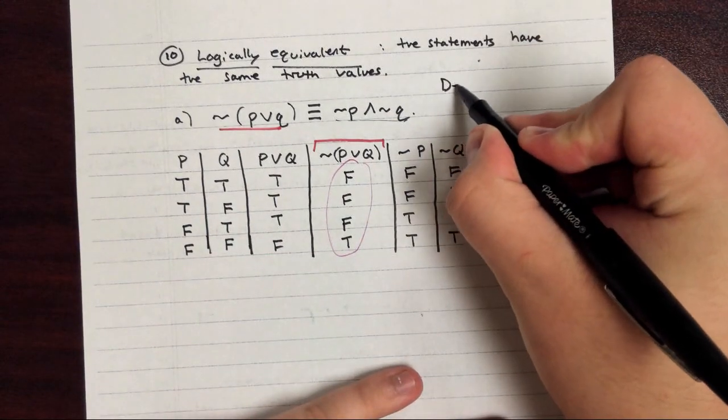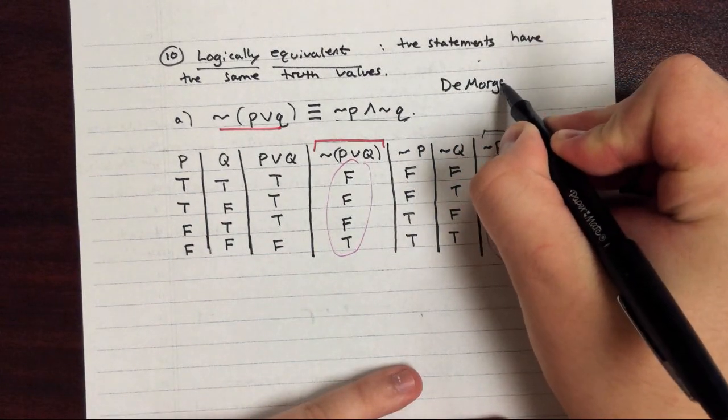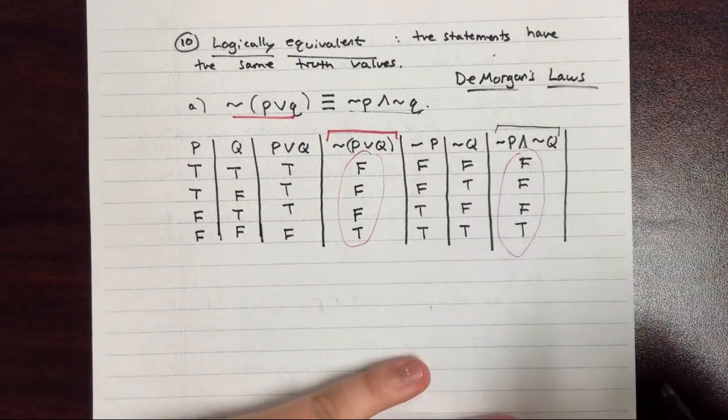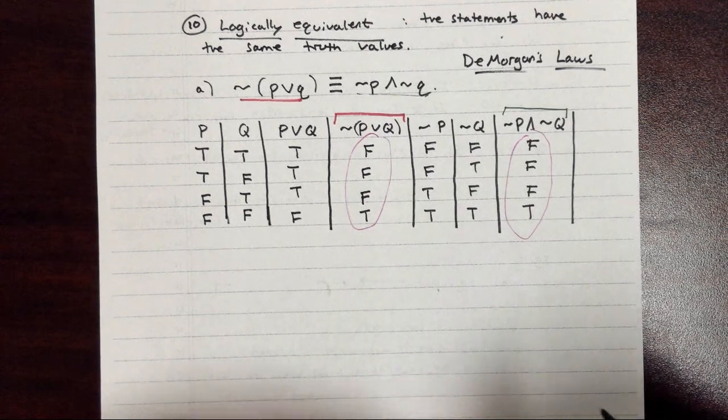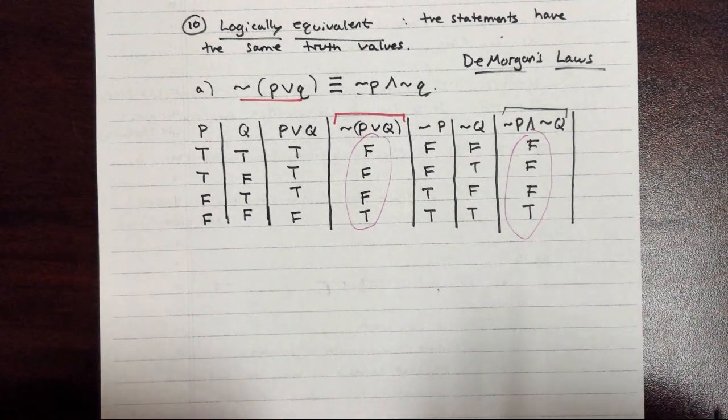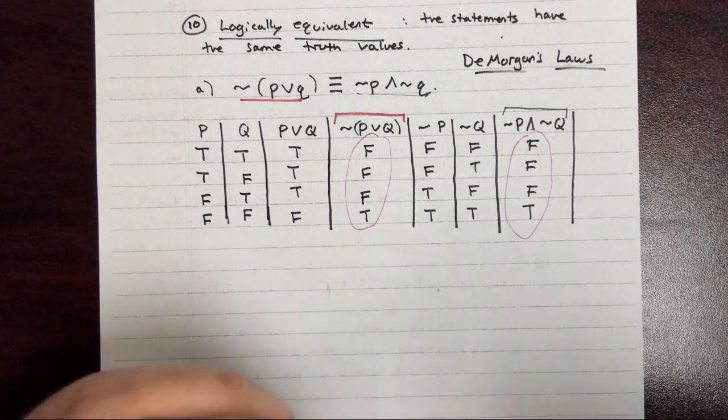This is called De Morgan's laws. So I guess it would be that one there. That's just the name of this distribution rule. This isn't relevant.